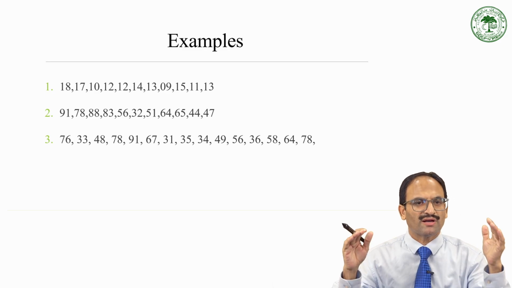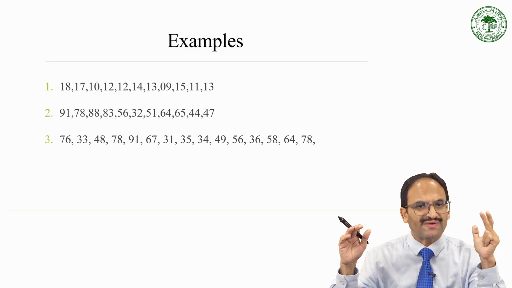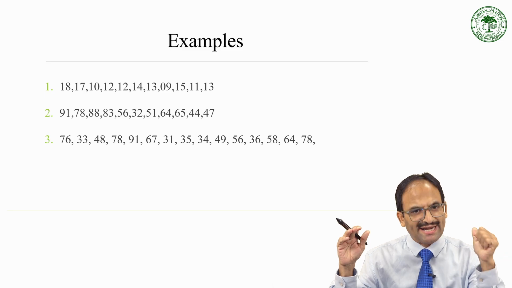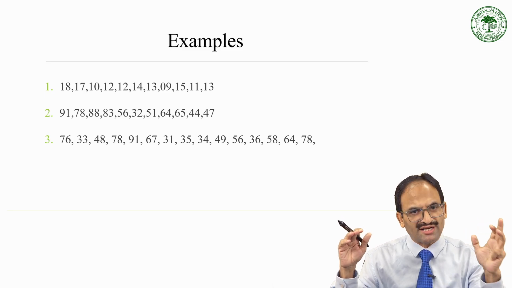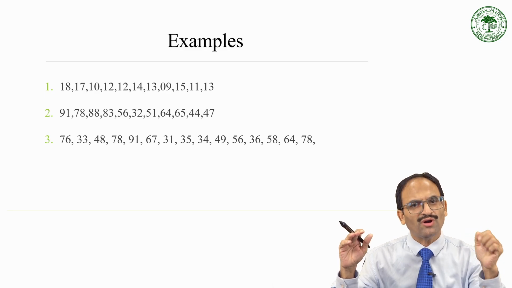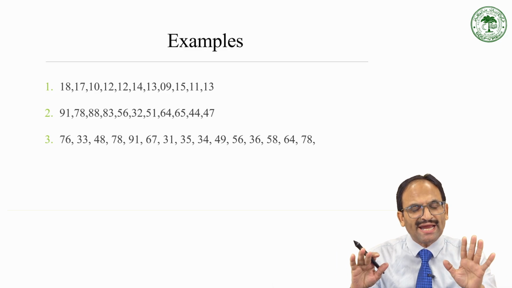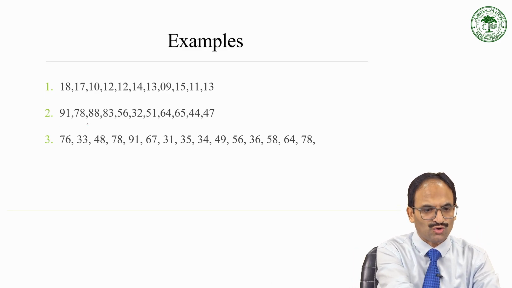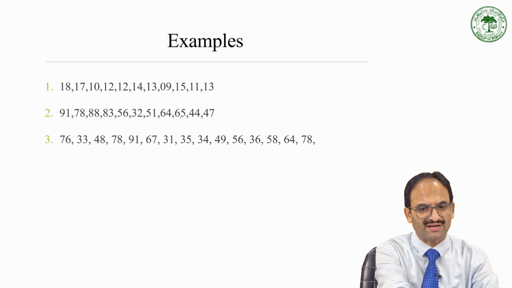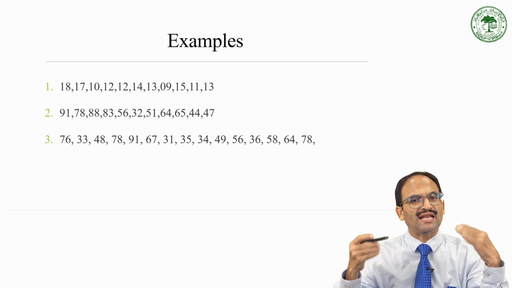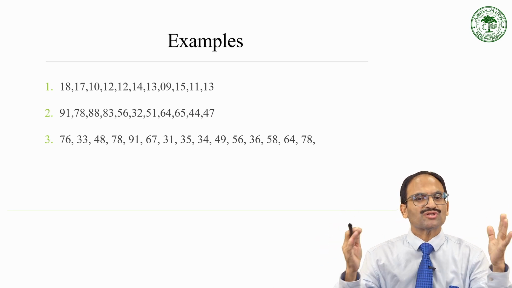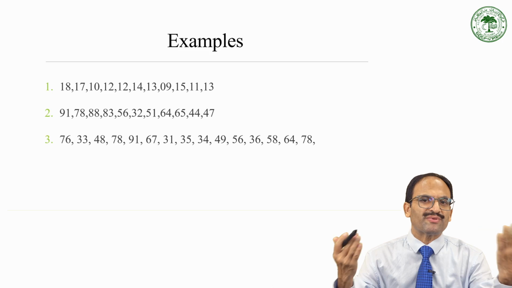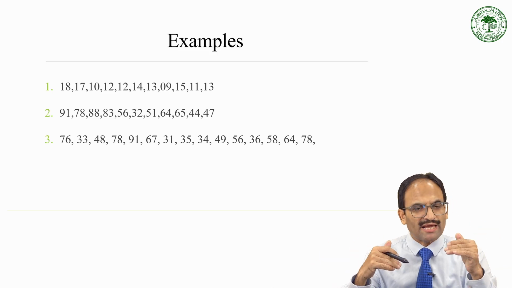The second example, numbers are 91, 78, 88, 83, 56, 32, 51, 64, 65, 44, and 47. So again there are 11 numbers. Let me count it again. 1, 2, 3, 4, 5, 6, 7, 8, 9, 10 and 11. And 11 is an odd number. So the same procedure that we did in the previous example, we will do here also.